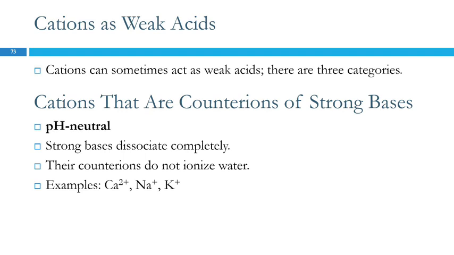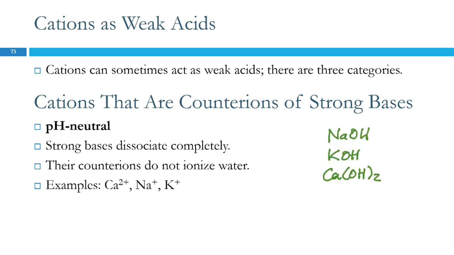But the fun doesn't end there. Anions can act as weak bases. Cations can act as weak acids. Oh, joy. I told you about the simpler one first. There's 3 categories of cations. So we can think about cations that are counterions of strong bases. So examples are calcium, sodium, potassium. Because the strong bases are metal hydroxides, right?